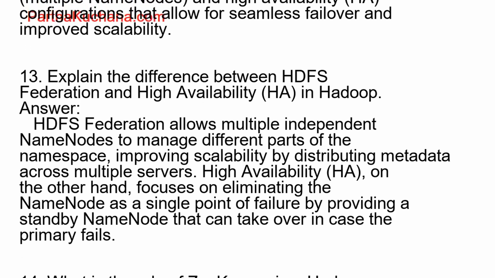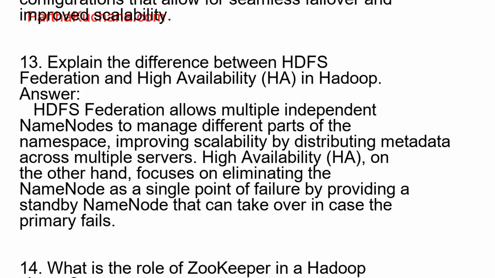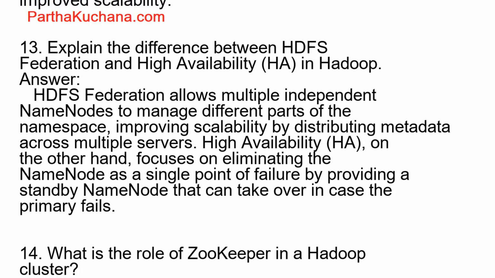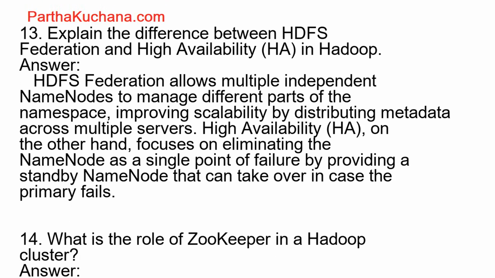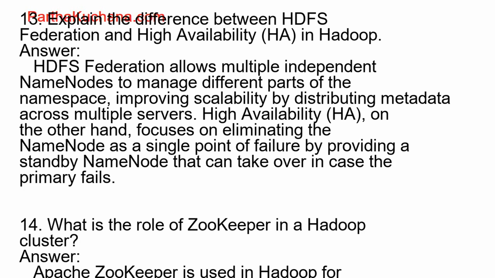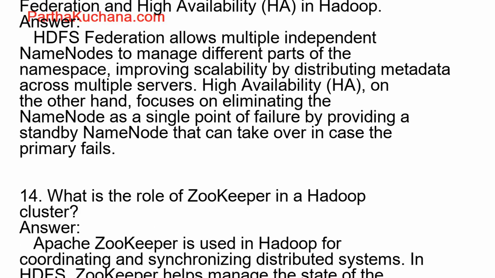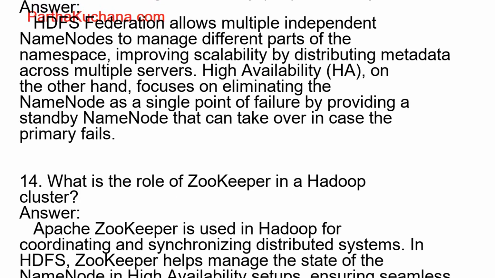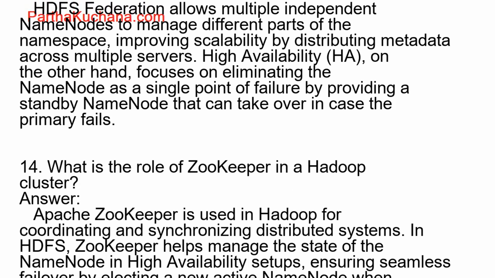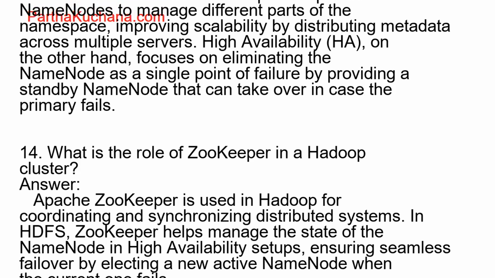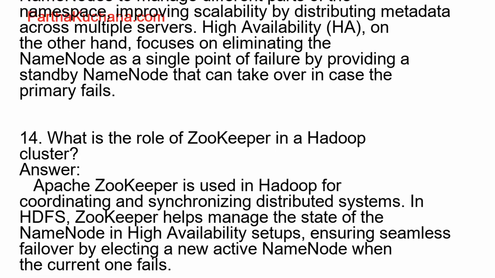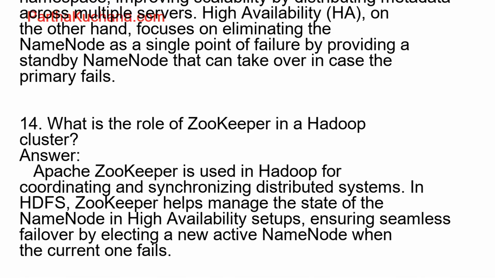15. Explain the concept of rack awareness in Hadoop and its significance. Answer. Rack awareness is a Hadoop feature that optimizes data placement based on the physical layout of the cluster. It ensures that replicas are distributed across different racks, minimizing data loss in case of a rack failure, and improving network bandwidth usage by reducing cross-rack traffic during data replication.